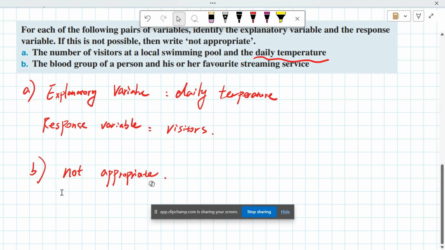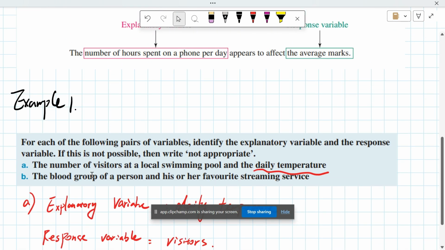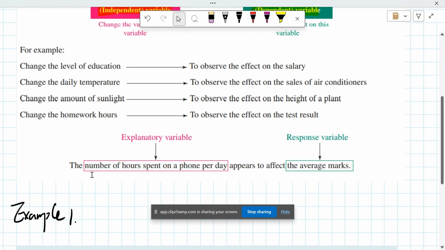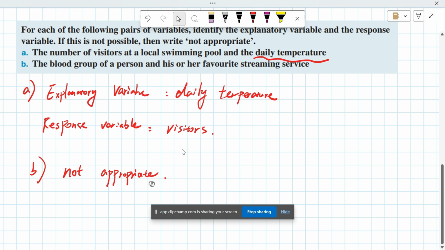So that's it. Hopefully you give it a go and practice some questions in the booklet. I'm probably going to give you that one later as well, so please make sure you practice a bit.